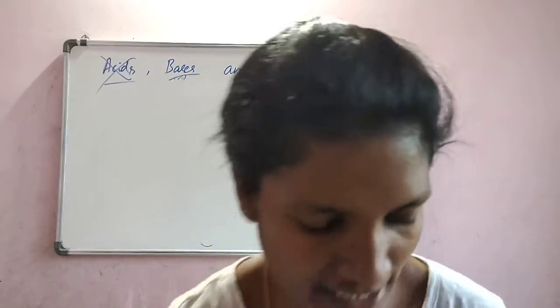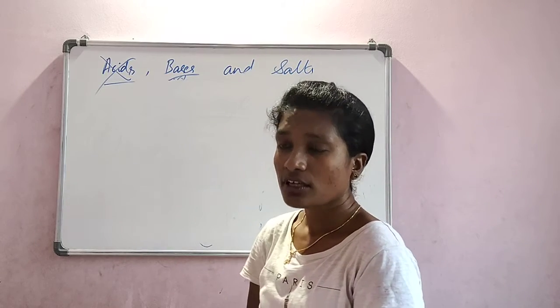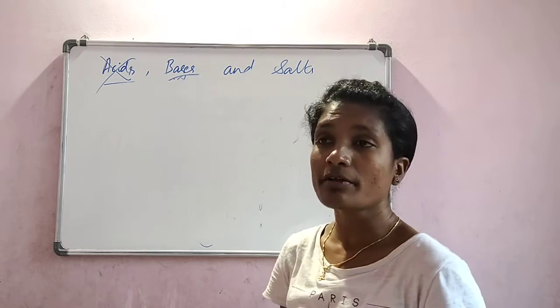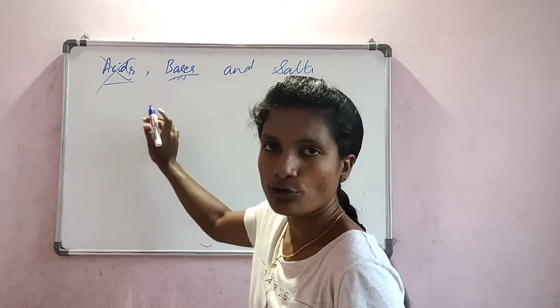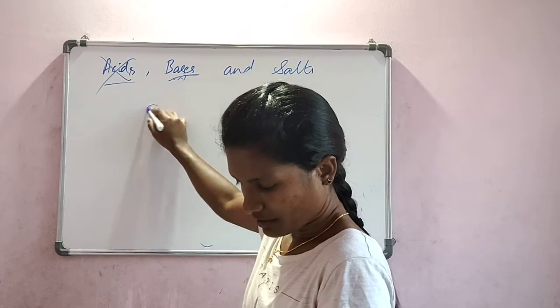Then the next property is bases reacting with non-metal oxides, which is new to us, which we didn't study in acids, which is property number 7.